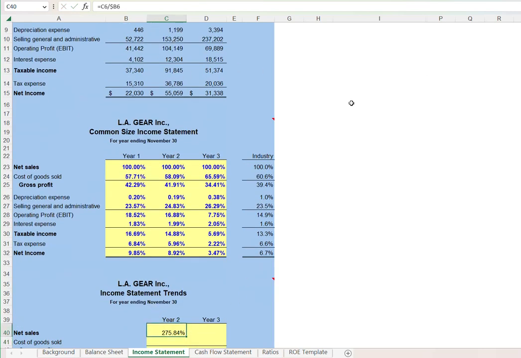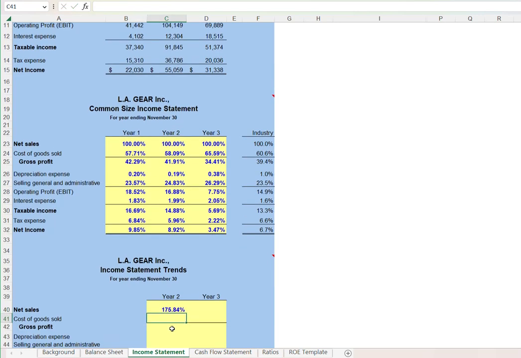Year two is 275% of year one. How much more did it increase? We just subtract 1 from that value. So sales went up by 175% in year two. From year one to year three, sales had grown by 300%.